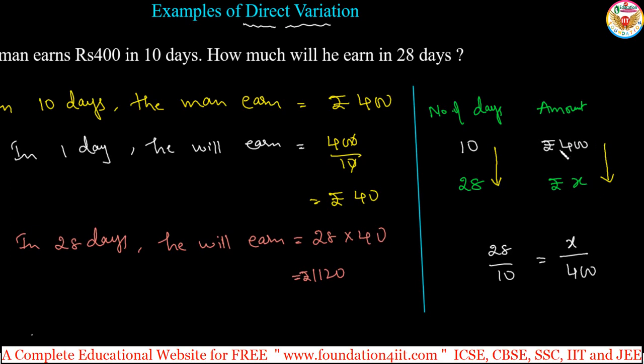So I took x divided by 400 is equal to 28 divided by 10. From this you can solve for the x value now. If you simplify, x is equal to 28 divided by 10 into 400. 400 is dividing, so take it to the other side and multiply. Simplify and cancel: 28 into 40, again rupees 1120. Instead of finding for one day separately, you can directly use this direct method. Let us see one more example.